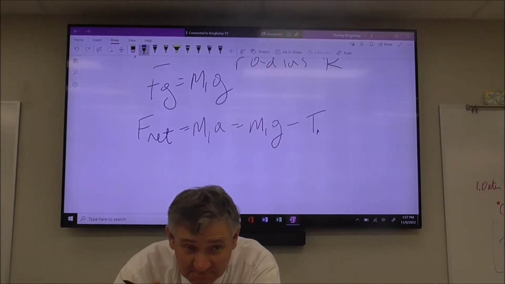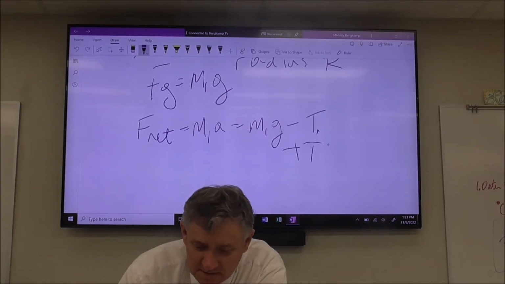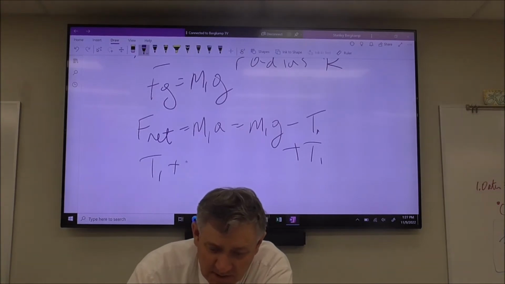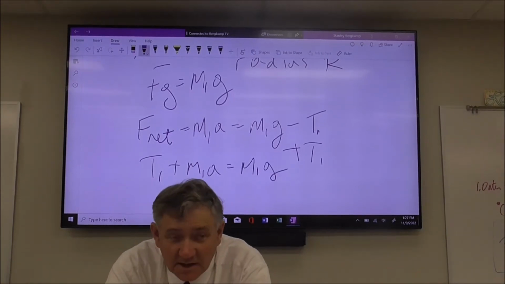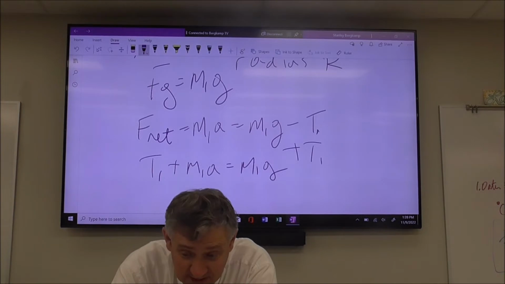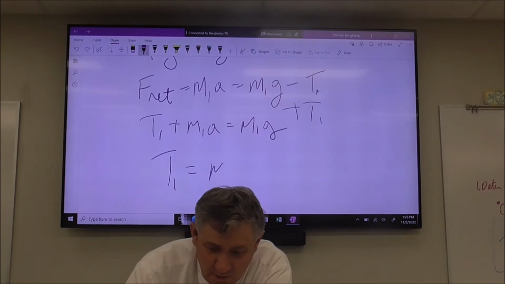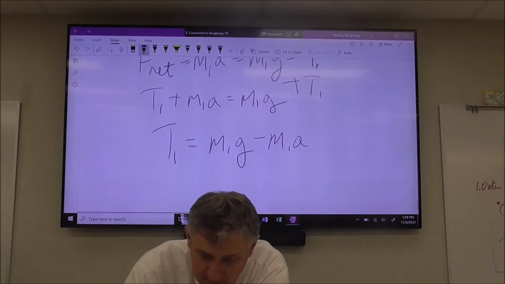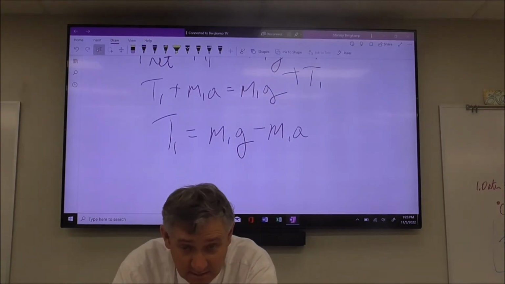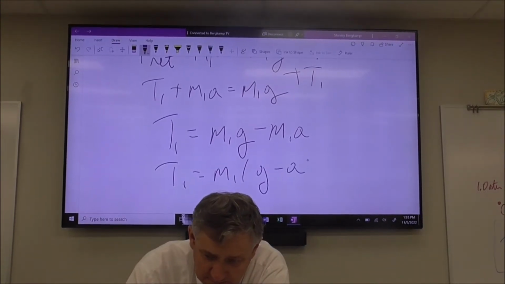Algebra. Can I give you a hint on where to start? I'd add T1 to both sides. So I got T1 plus M1A equals M1G. Now what are you going to do? I want to get tension by itself. Subtract the mass. So my T1 is going to be M1G minus M1A. Then if I wanted to get fancy, I could write that as M1 times (G minus A).